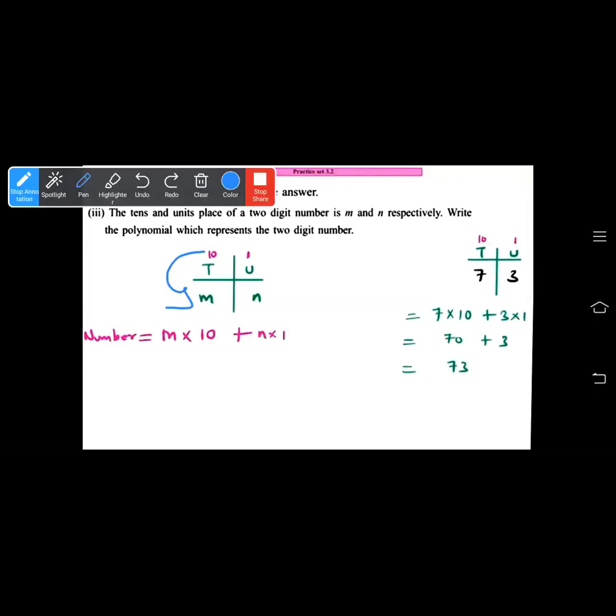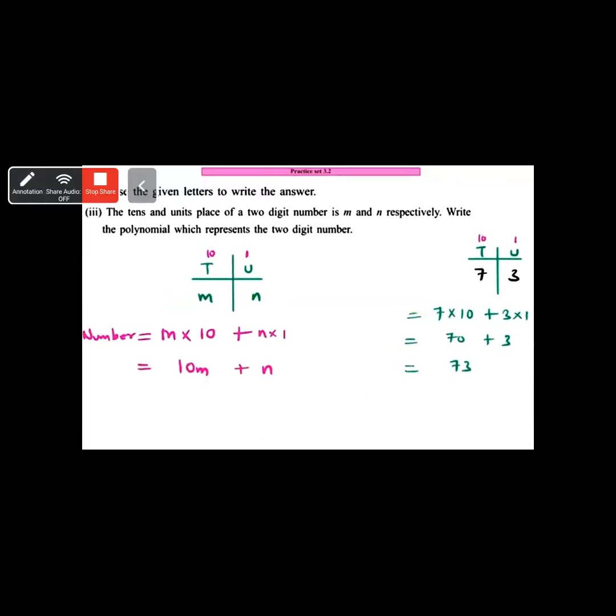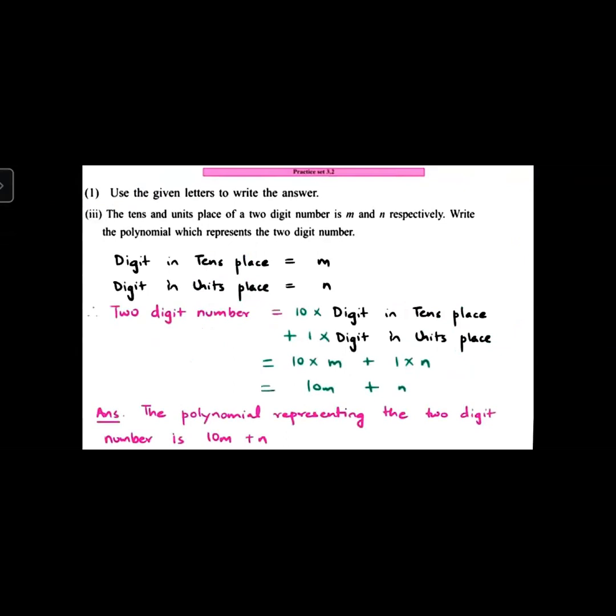10 multiplied by m and 1 multiplied by n, and an addition sign will come in between. So your polynomial will become 10m plus n. So how will you write or represent your answer?